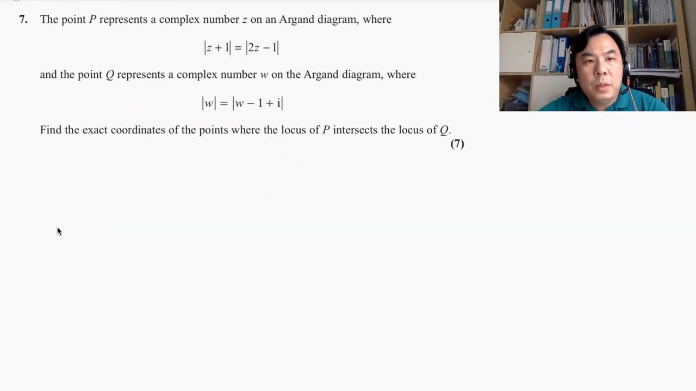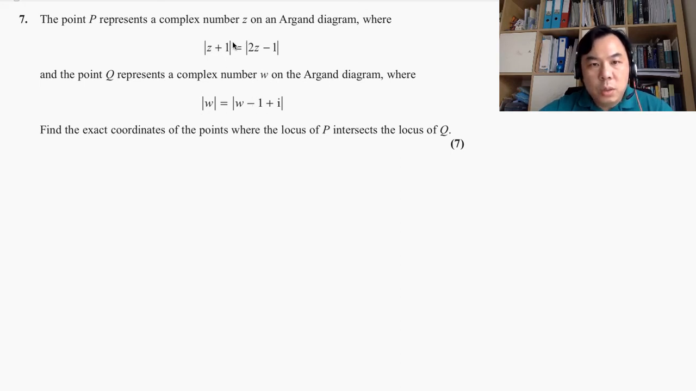The point P represents a complex number Z on an Argand diagram, where it is given as such, and then where the point Q represents a complex number W on the Argand diagram where it is given as such. Now find the exact coordinates of the point where the locus of P intersects the locus of Q here. First of all, we have to recognize that this is actually the circle equation, right? This is a circle equation. And then this is a perpendicular bisector equation.